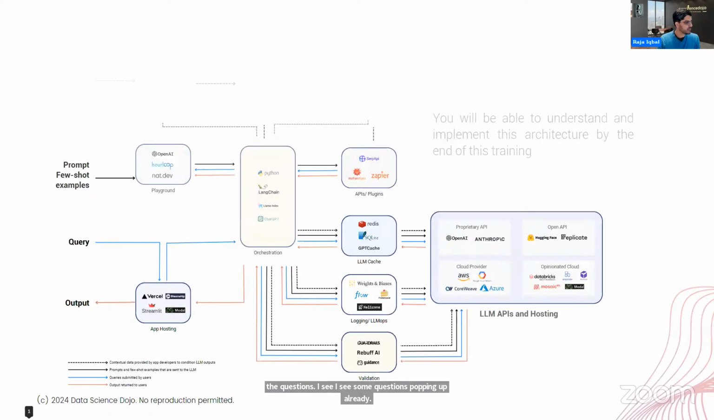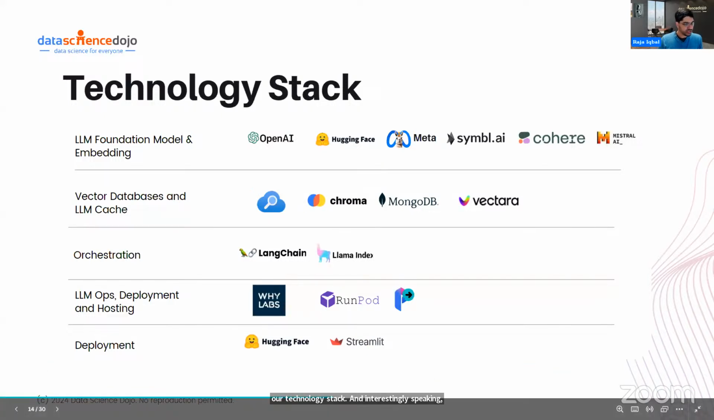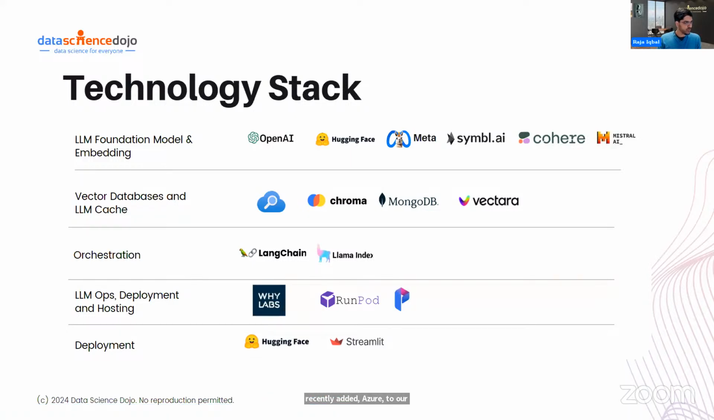Let me see. We have talked about the curriculum. This is our technology stack. And interestingly, we recently added Azure to our technology stack. So we have been using primarily, I think VV8 is missing from here. So actually VV8 is our primary, we were making some changes to this slide deck, but VV8 is our primary vector database that we use.